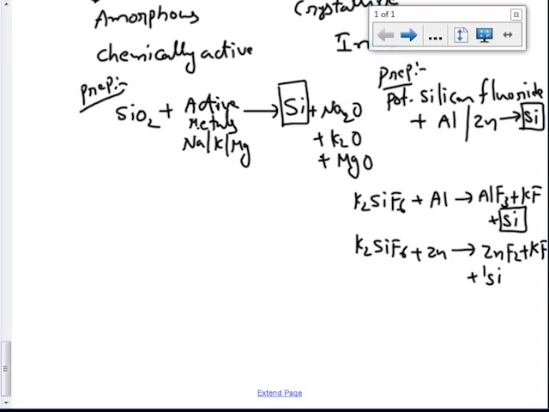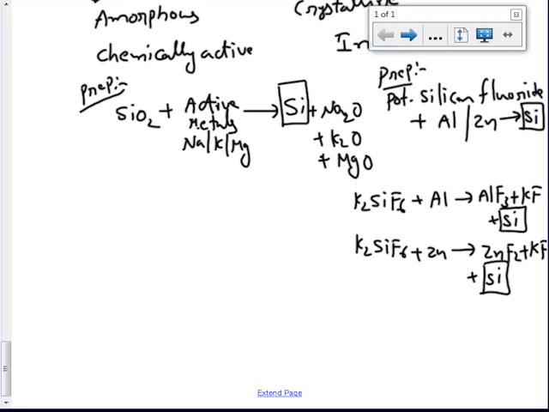So there are two important forms of silicon, crystalline and amorphous. The amorphous form is more reactive than the crystalline form. To prepare the amorphous form, take SiO2, simply sand, and react it with active metals. To prepare the crystalline form, take potassium hexafluorosilicate and react it with metals like aluminum and zinc.